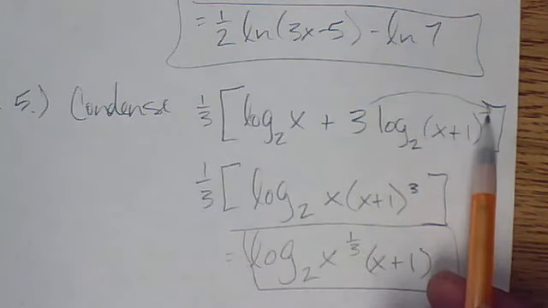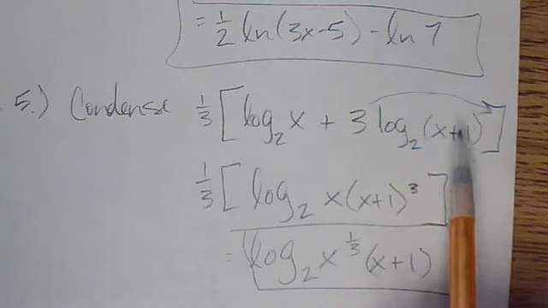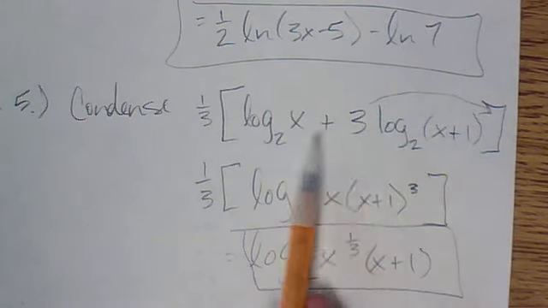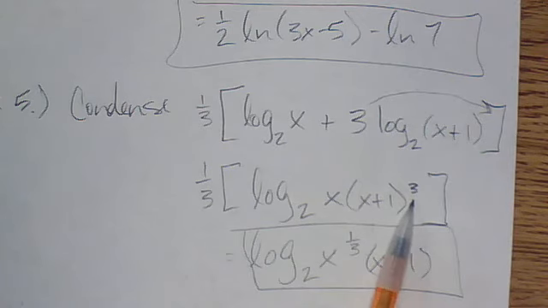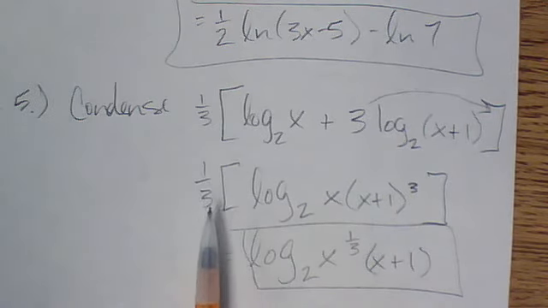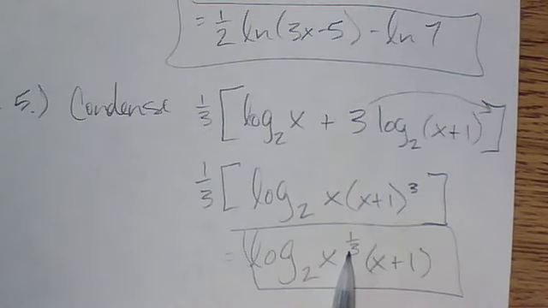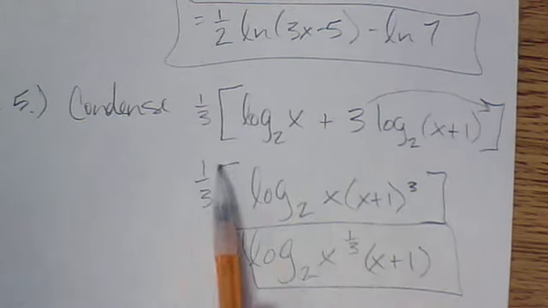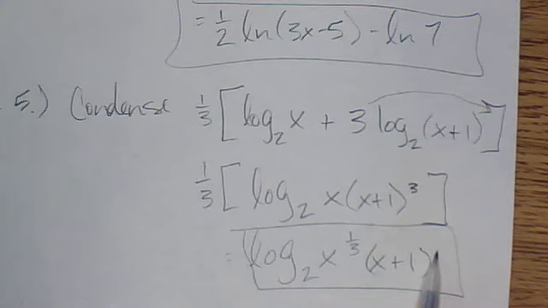The 3 comes up here and makes this a cubic, but the cubic only applies to the x plus 1, and then that plus says that we're going to multiply these two. So you end up with x times (x plus 1) cubed. And then here's the 1/3 I was talking about. So the 1/3 will come and become the exponent of the x, and then it also comes up here. So the 1/3 is your cubed root, which cancels out that cubic, or 3 times 1/3 is 1, and that's your final answer.